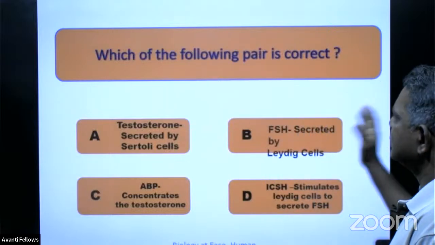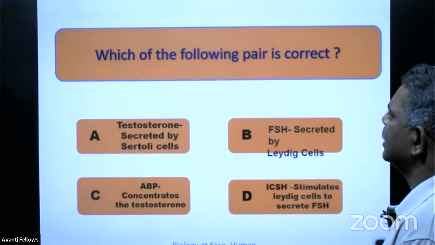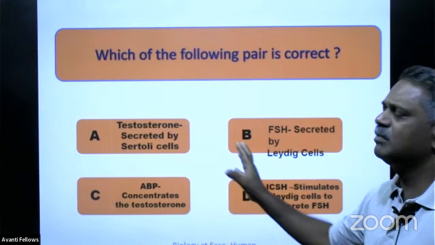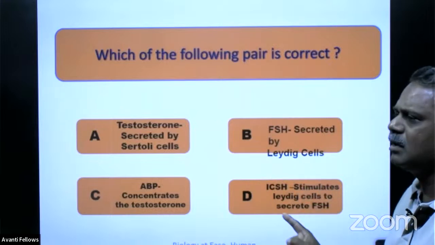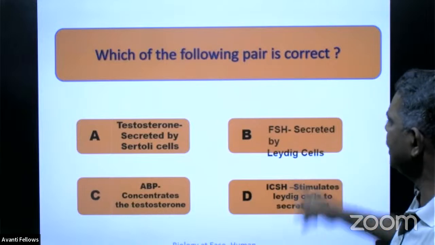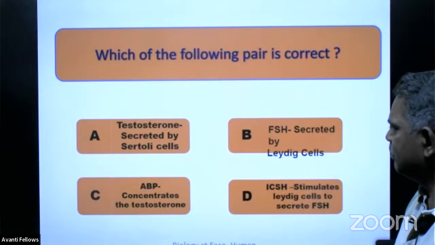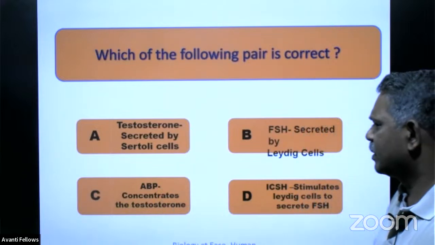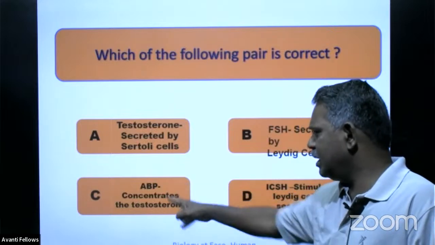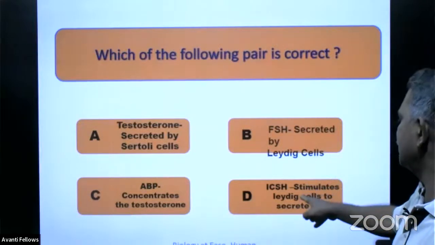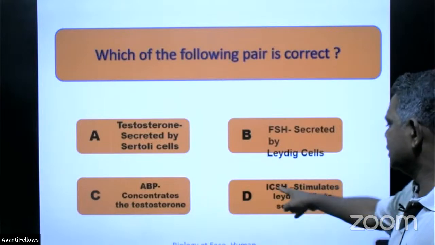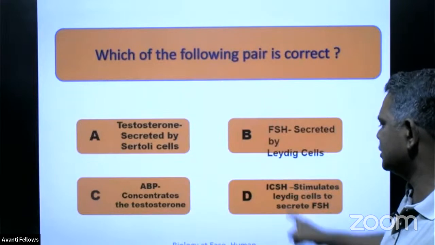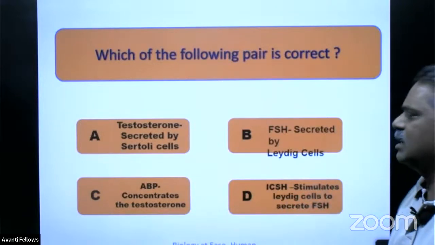Which of the following pairs is correct? Take time to find the answer. A, testosterone, secreted by the Sertoli cells. B, FSH, secreted by the Leydig cells. C, ABP, androgen binding protein, concentrates the testosterone. And D, ICSH, interstitial cell stimulating hormone, stimulates the Leydig cell to secrete FSH.